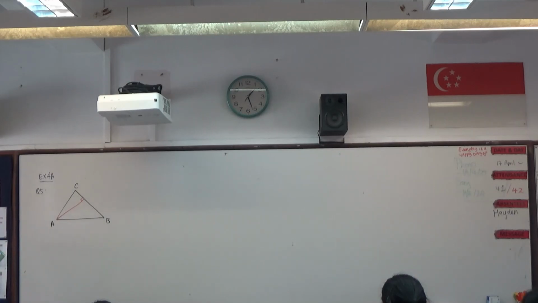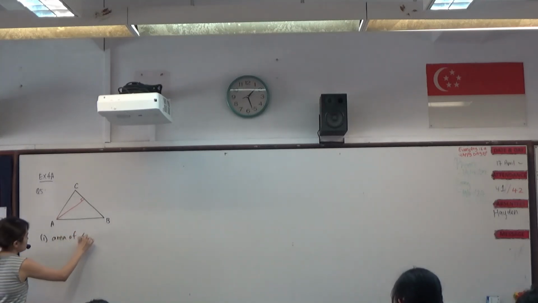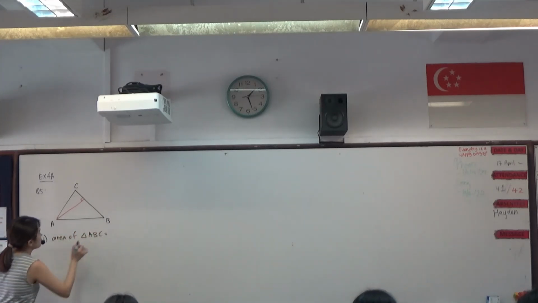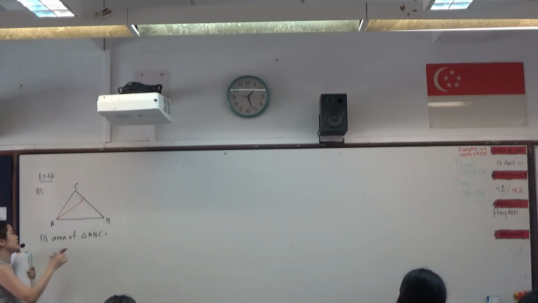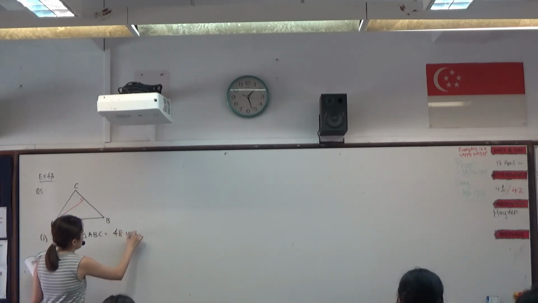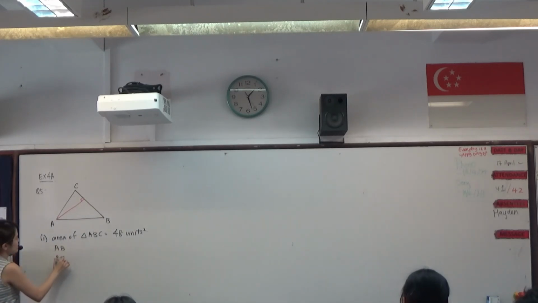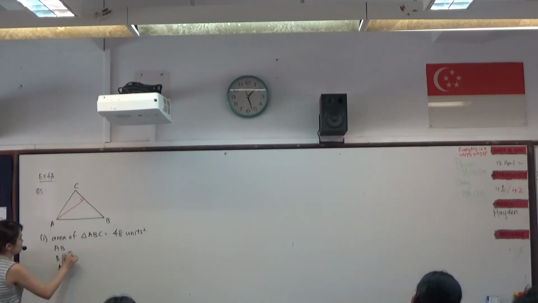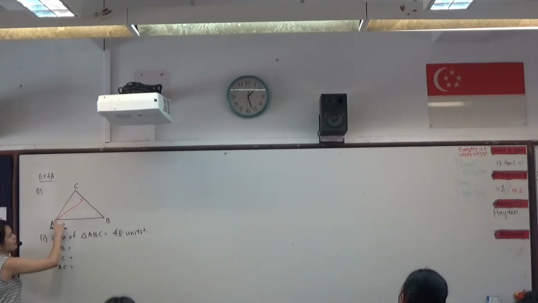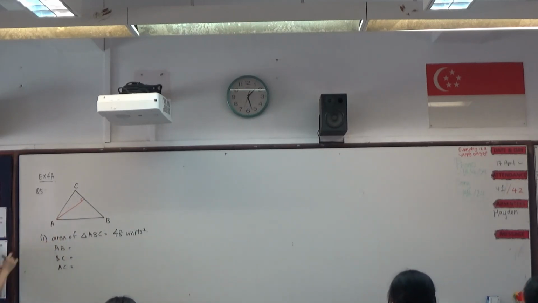Since we have already found in part I the area of triangle ABC, which is what? Someone give me the answer? 48. And you have also found out the respective lengths of AB, BC, and AC. So to find the length of this perpendicular, we make use of our answer in part I. How do we make use of that?